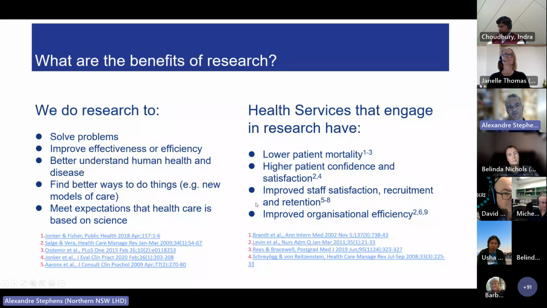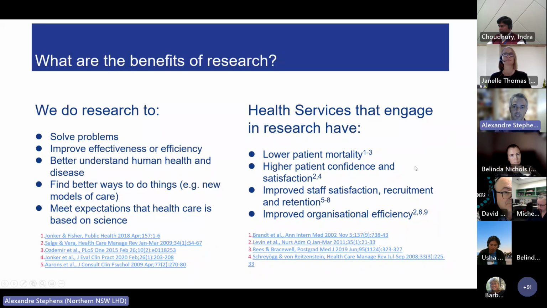Very quickly, what are the benefits of research? Why do we do research? We do it to solve problems, improve effectiveness or efficiency, better understand human health and disease, and find better ways of doing things. So, for example, new models of care, and meet the expectations that healthcare is based on science.